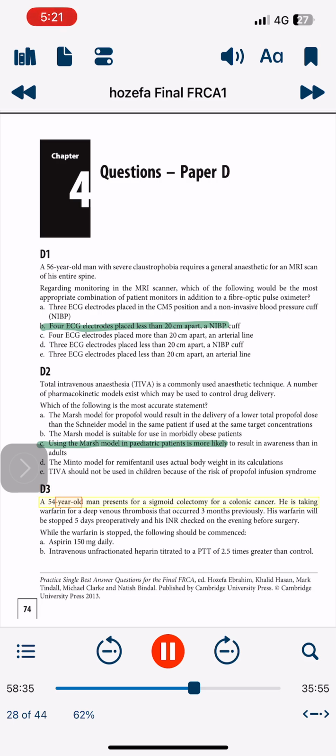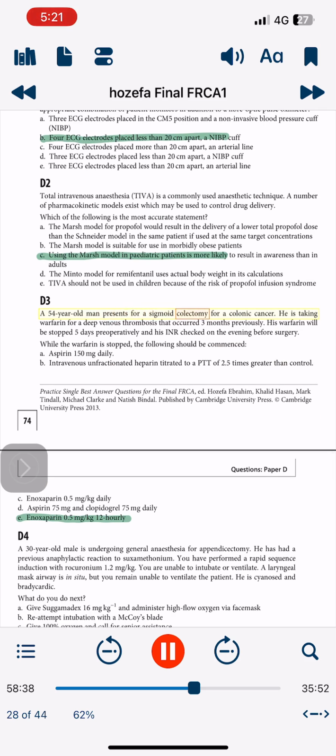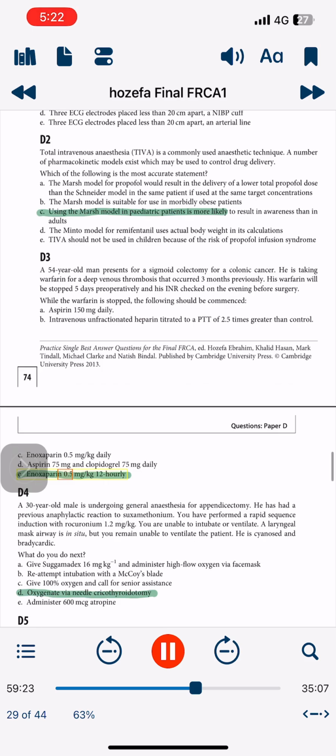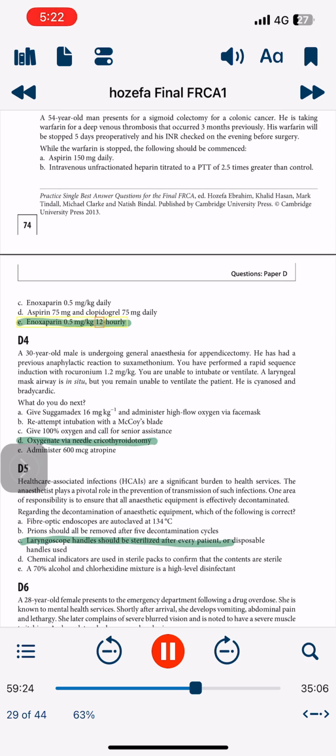D3. A 54-year-old man presents for a sigmoid colectomy for a colonic cancer. He is taking warfarin for a deep venous thrombosis that occurred 3 months previously. His warfarin will be stopped 5 days preoperatively and his INR checked on the evening before surgery. While the warfarin is stopped, the following should be commenced. A. D. Aspirin 70. E. Enoxaparin 0.5 mg per kilogram 12 hourly.